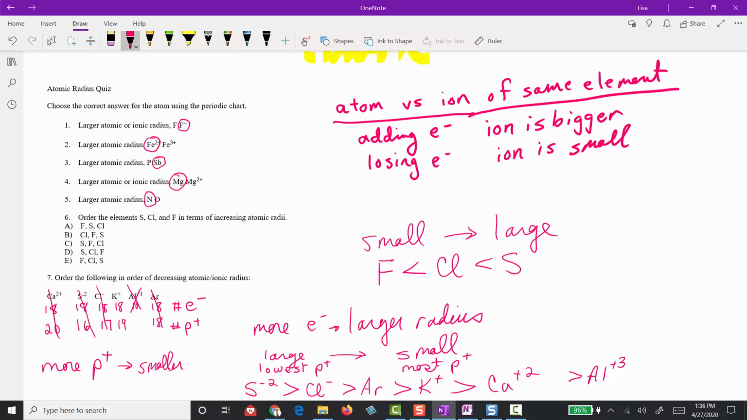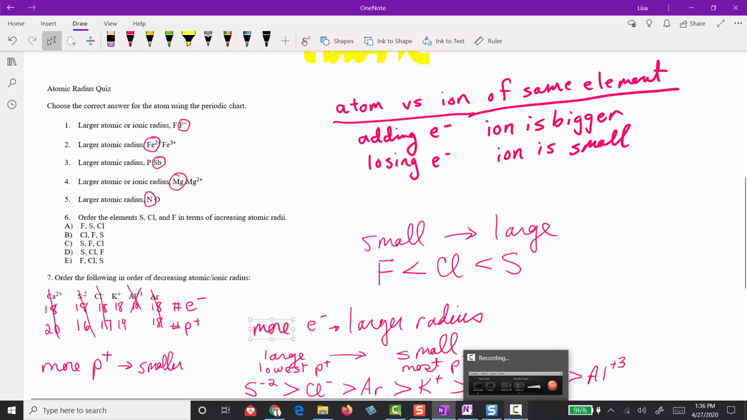Okay, so I hope that helped to clarify. That's a little bit of everything in that one old quiz that I used for this. If you have any questions on this, feel free to email me, and we can do a Zoom meeting follow-up if you need me to do that.